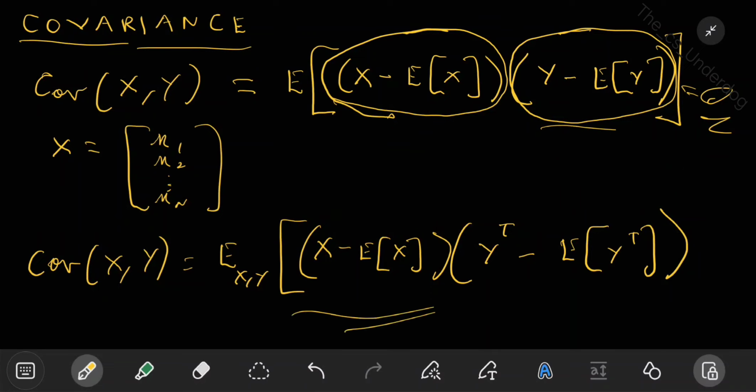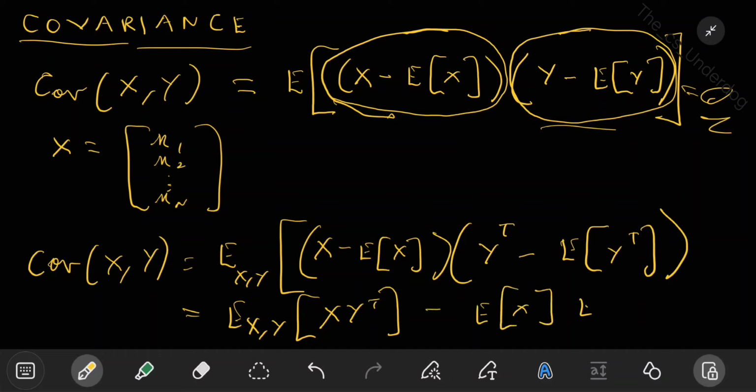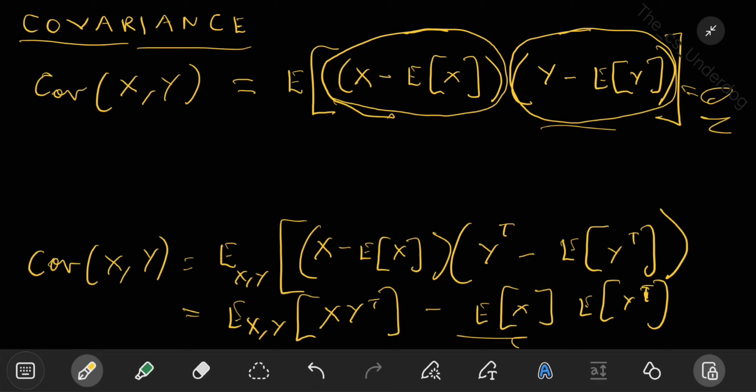So this is the covariance of x and y. If you solve this, you will reach the expectation of x y transpose minus expectation of x into expectation of y transpose. So basically you want to understand the difference between covariance and variance, and the significance of covariance. That is, where would you want to use covariance? If you want to understand how two different random variables are varying together, that's where you use covariance.